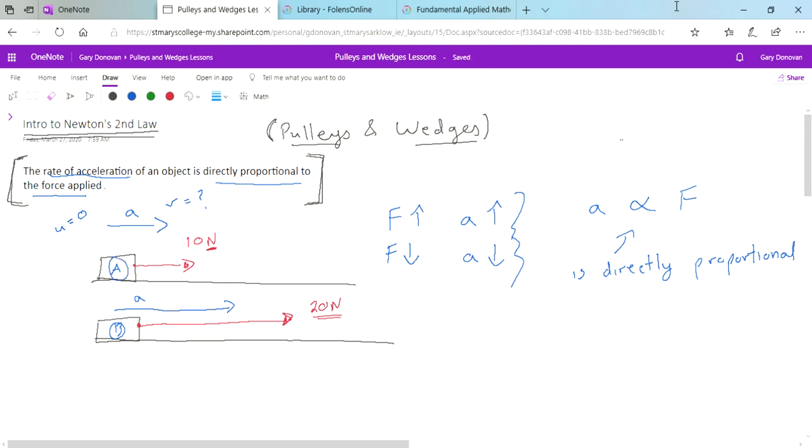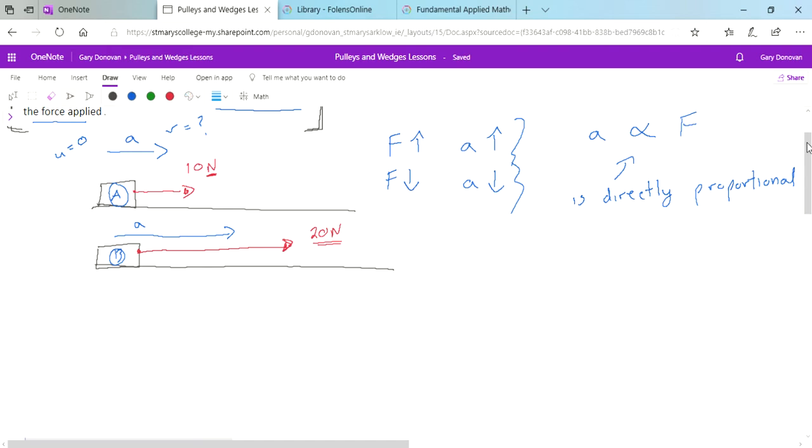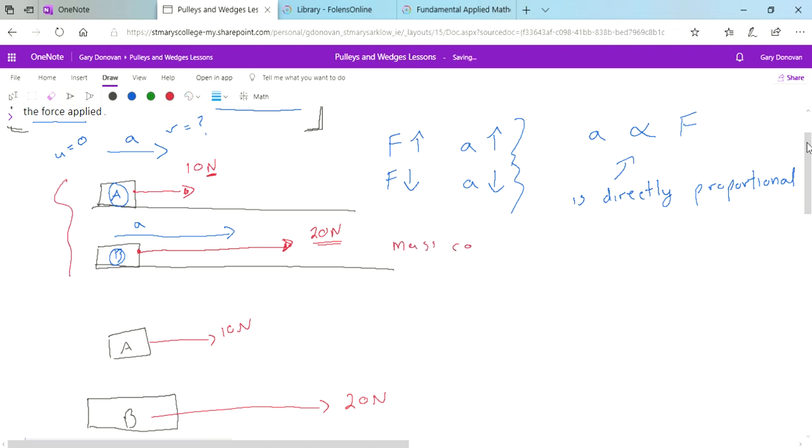Say we did exactly the same experiment again, but this time we have A like this, and this time we have B like this. And we apply a force of 10 newtons and 20 newtons. In this case, would we get the same result, given that B is twice or 3 times as big as A? Well, clearly in the first case we assumed something. We assumed that the mass was constant.